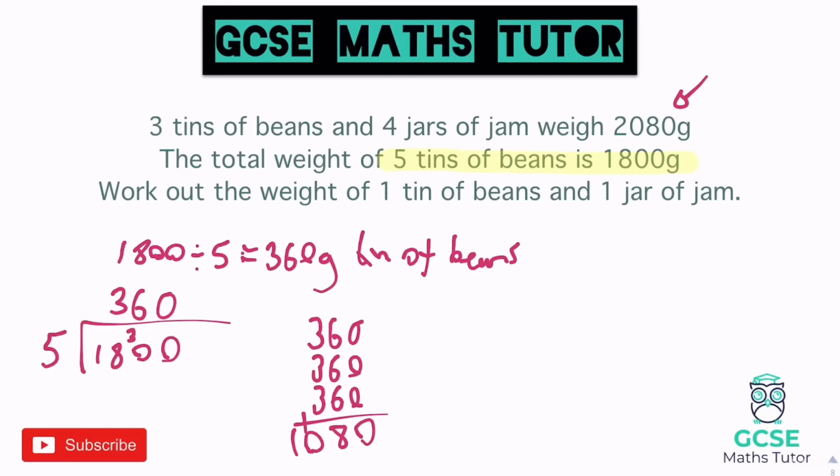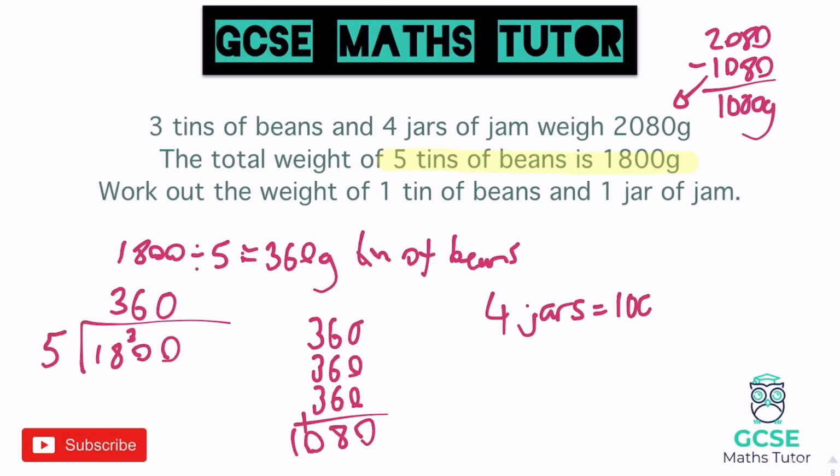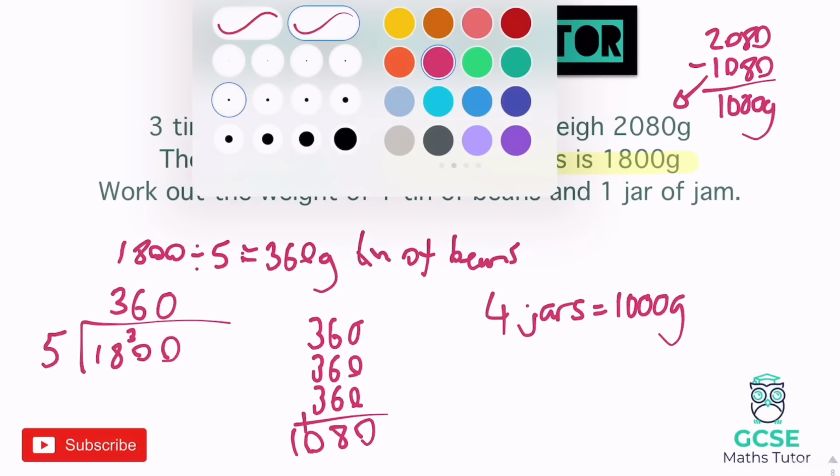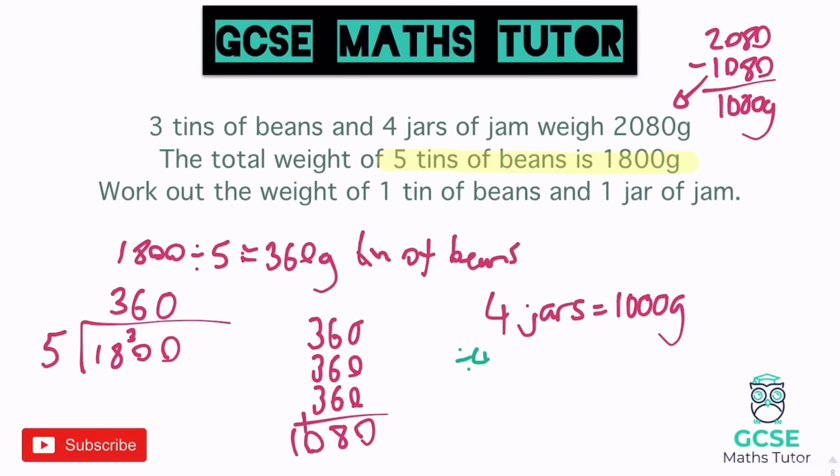So if we subtract that away from this original amount, so 2,080 take away 1,080, that leaves us with 1,000 grams. So those 4 jars of jam, so 4 jars equals 1,000 grams, and we want to know the weight of 1, so we can divide that by 4, and it gives us 1 jar equaling 250 grams. So there we go, 1 jar is 250 and 1 tin of beans was 360.